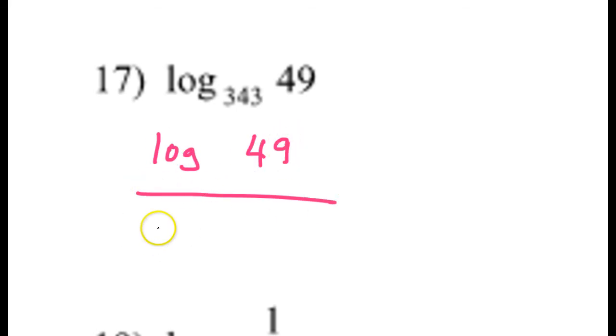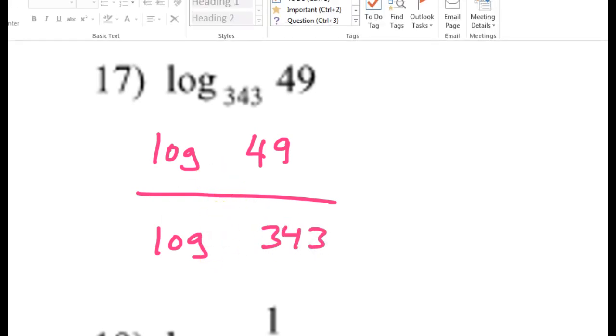All right, number 17 is another one that we will need the change of base formula for. There's no one number that will turn 49 into 343. So let's use the change of base formula. This would be the same thing as the log of 49 over the log of 343. Now we can use any base that we want.